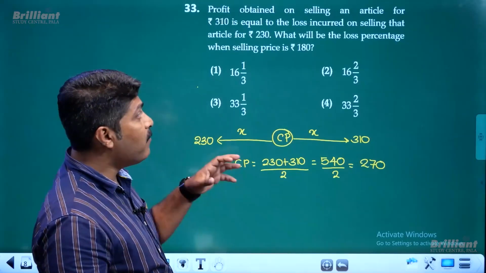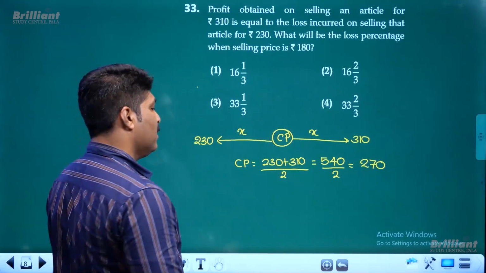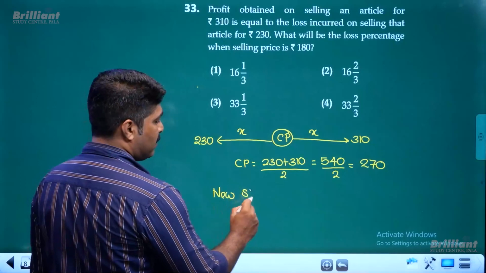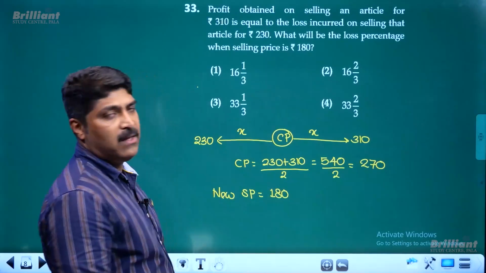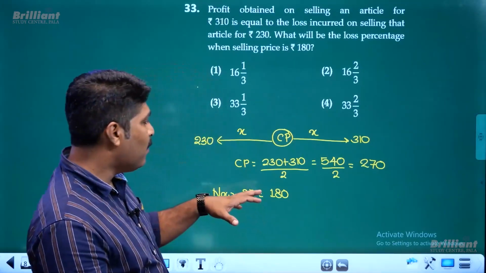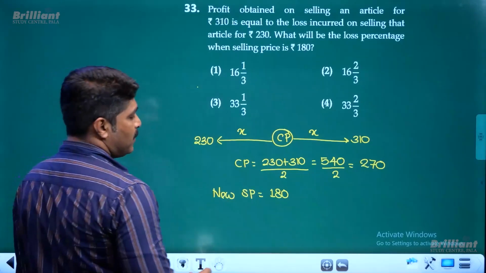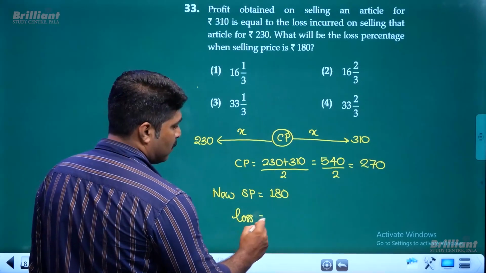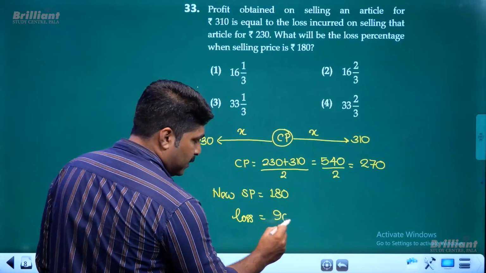Then our question: what will be the loss percentage when selling at 180? So here we consider it a new selling price. New selling price is 180. As we know, the cost price of this article is 270, but now he is selling it at 180. So here we have to find out the loss percentage. The loss is the difference between these two values, which is equal to 90.